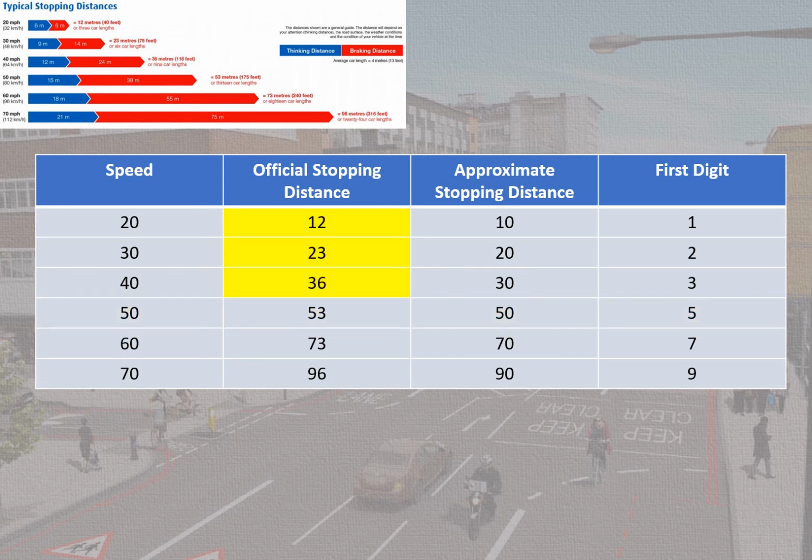The next pattern that I like to point out is 12, 23, 36. I call these the Weet-Bix numbers because Weet-Bix comes in packs of 12, 24 and 36.